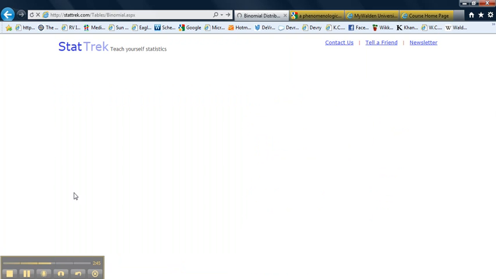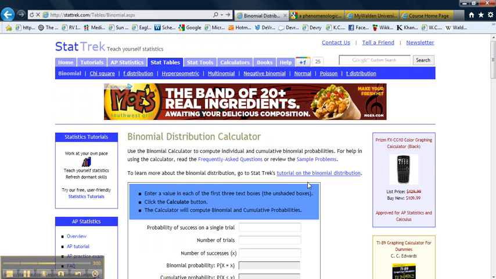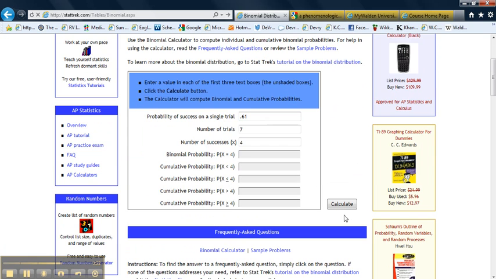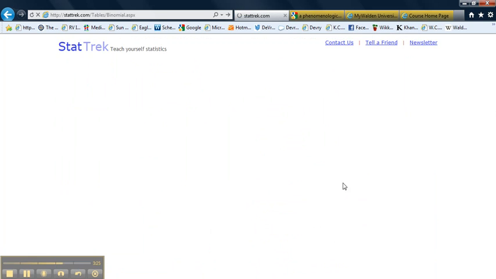And then with StatTrek, as soon as it comes up, maybe I have too many sites up, doing too many things at once. Here, probability of success on a single trial, I believe that was 0.61. Number of trials, I believe that was 7, because I believe it was 7 customers. So I'm going to type in 7. The number of successes, I believe they wanted exactly 4, so I'm going to type in 4. I'm just going to hit calculate, and it gives you your solution.